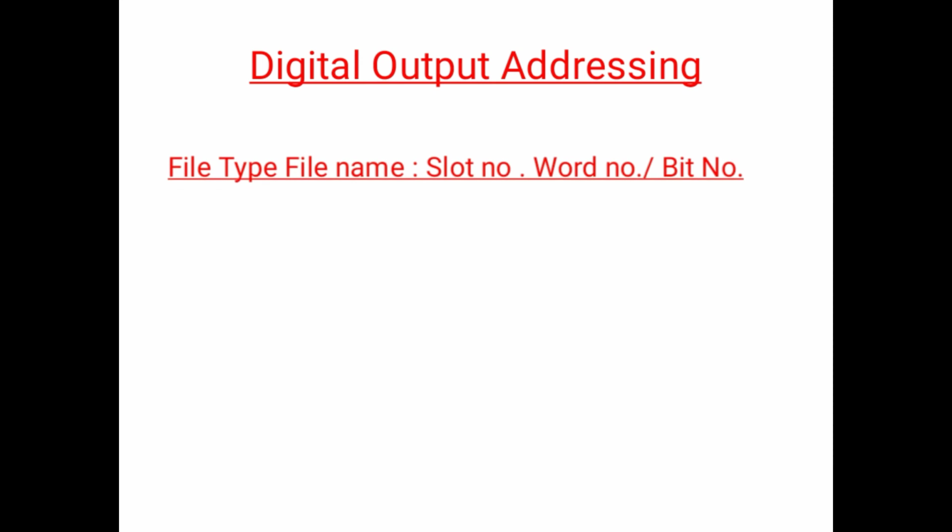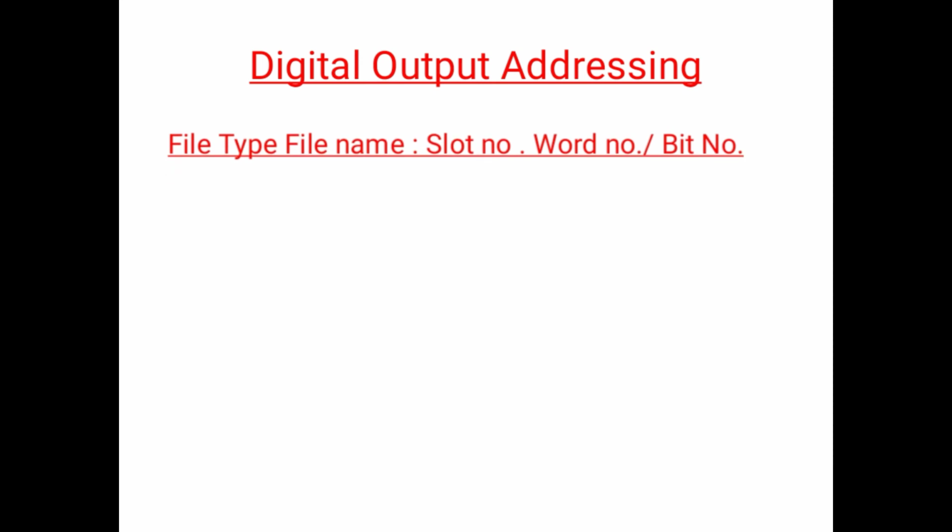Let's move ahead to digital output addressing. The format is the same: file type, file name colon slot number dot word number slash bit number. Here we are supposing that our output card is in the second slot. So the file type for output is O, file name is 0 colon slot number is 2, word number is 0, first word is 0, so the bit number is 0. So this is the first output addressing. Second is O0 colon 2.0/1, the bit number is changed and the rest is the same, and it will continue for the third output also.